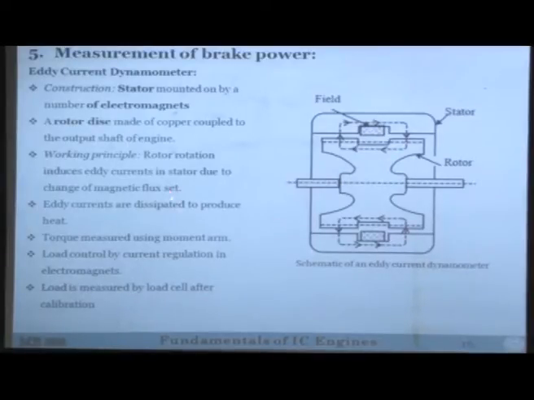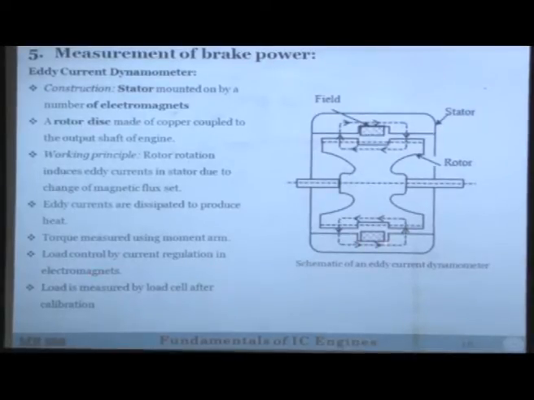So the construction is, the stator is mounted with a number of electromagnets, and a rotor disc made of copper is coupled to the output of the shaft, okay. The working principle is, rotor rotation induces eddy currents in the stator due to the change in the magnetic flux, okay. Eddy currents are dissipated to produce heat, so a lot of heat is produced in this zone, and then the torque is measured by the moment arm, just like any other dynamometer, and then this load is controlled by regulation in the electromagnet.